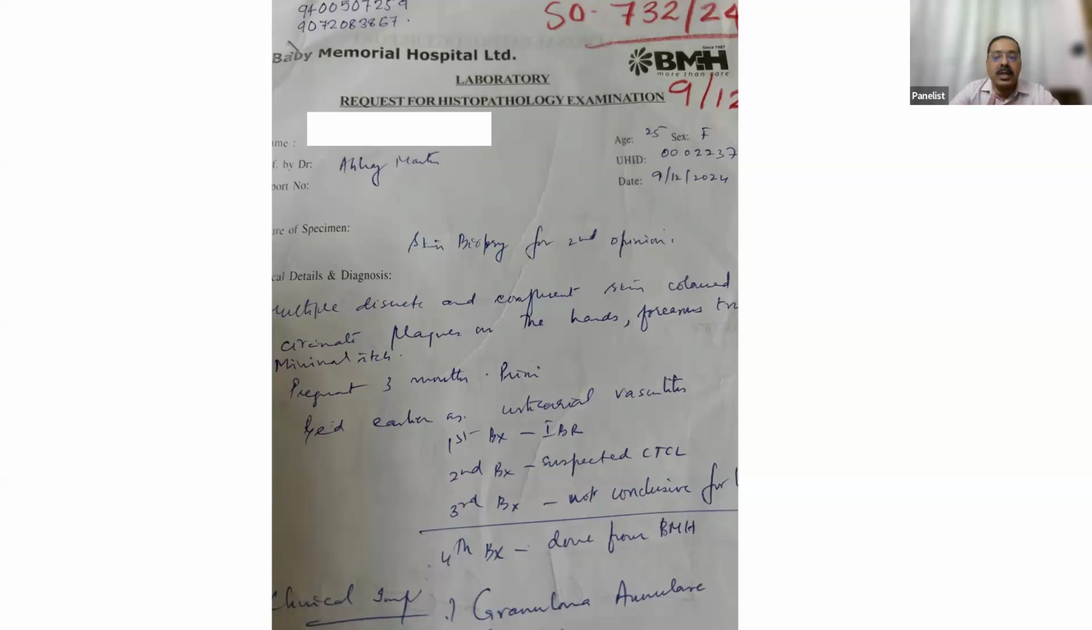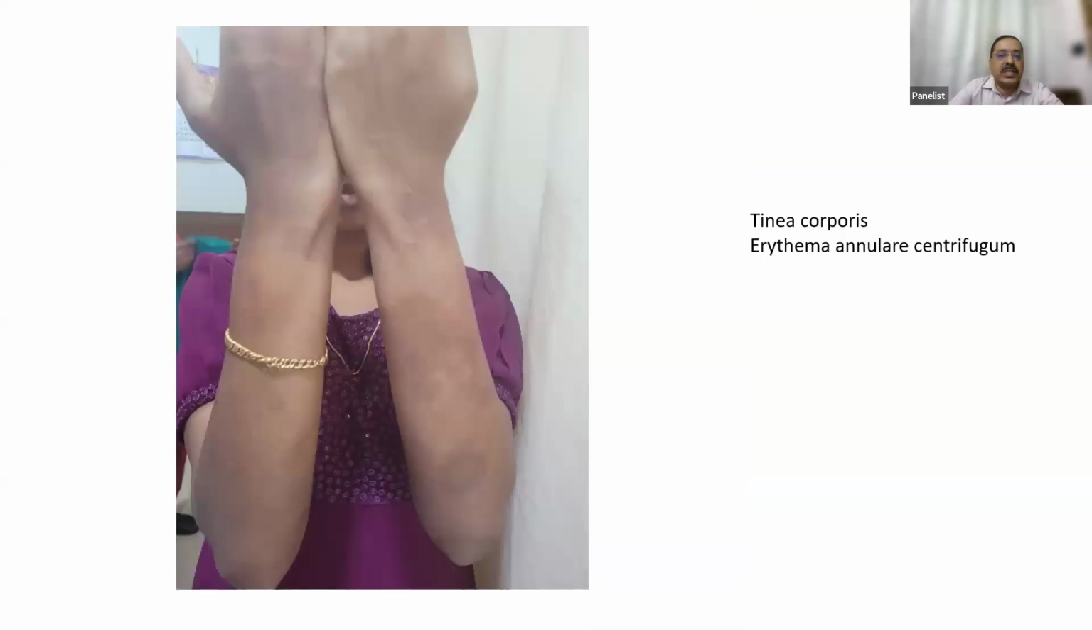First biopsy was insect bite reaction. Second biopsy, suspected cutaneous T-cell lymphoma. Third biopsy was inconclusive. And I did a 4th biopsy from PMH. An extraordinary issue was happening, and the patient was unsure which of these biopsies should be trusted. So these were the lesions.